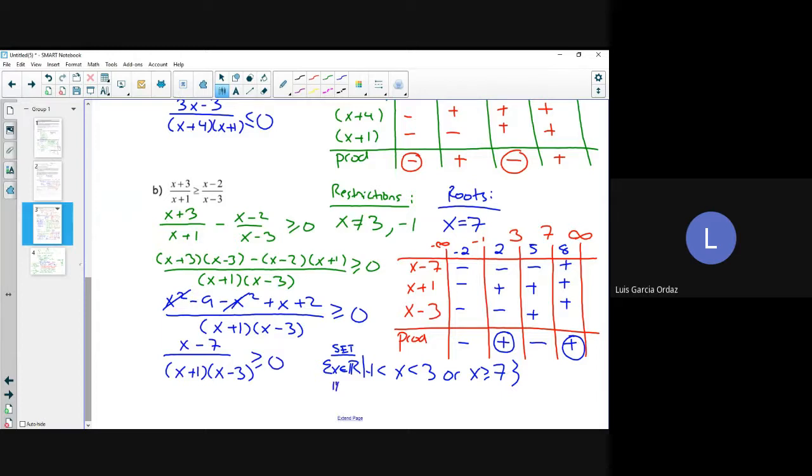And for interval notation, it would be negative 1 to 3, in union with square bracket 7 to positive infinity. And for our number line, let's see where I can draw this. Let's erase this.